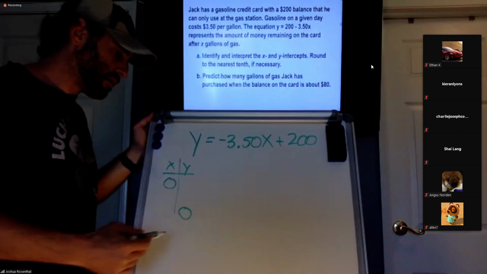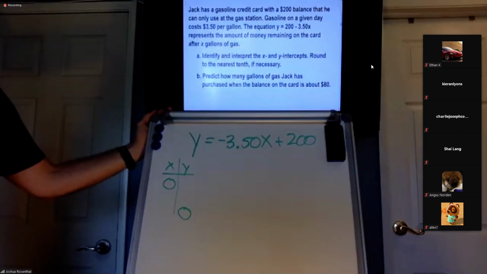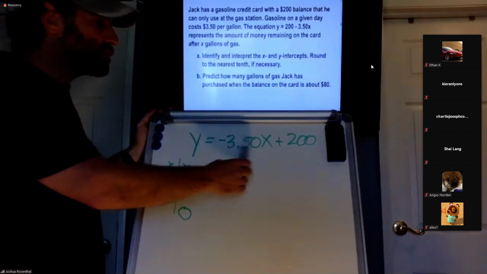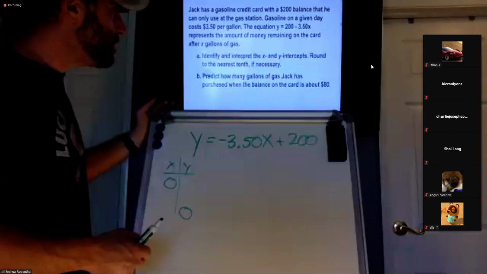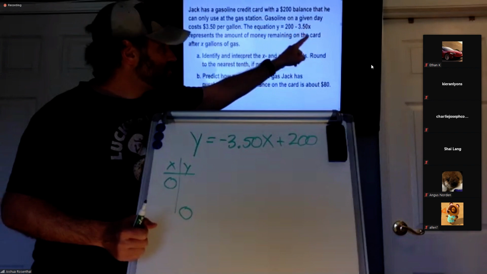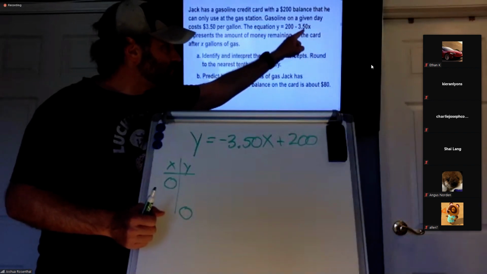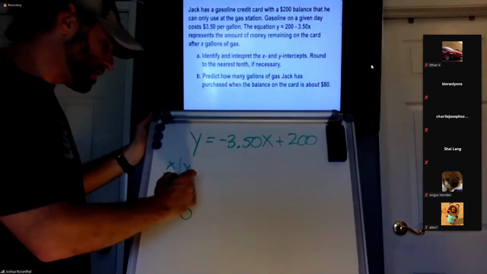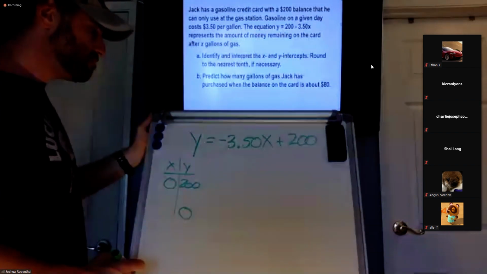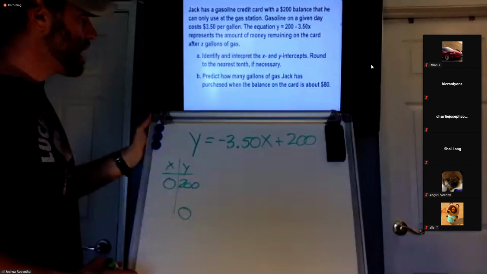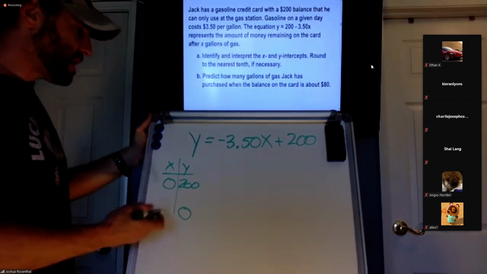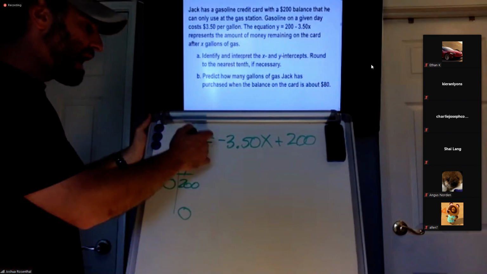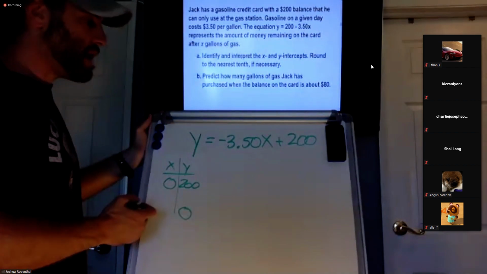When X is 0, well, if it's in this form, the way that they trap you is they're hoping you pick this 3.50 or negative 3.50 on the end. But no, you need to rewrite it. The 200 is the Y-intercept. The X-intercept is when Y is 0, when you've run out of all your money, right?